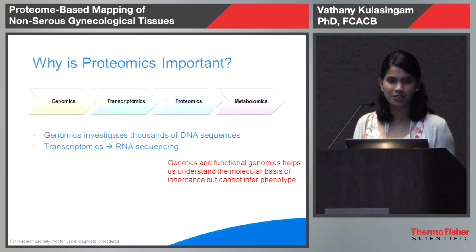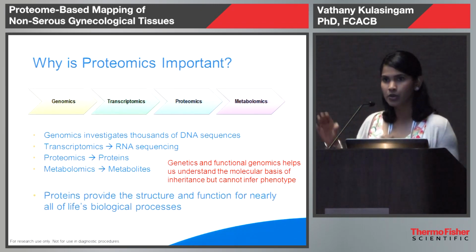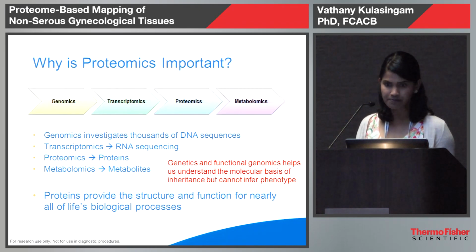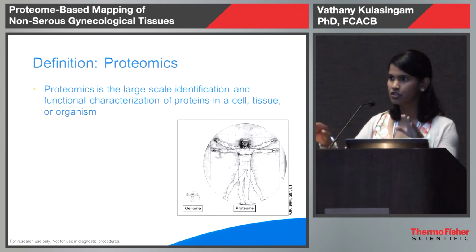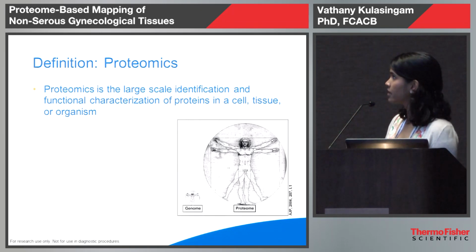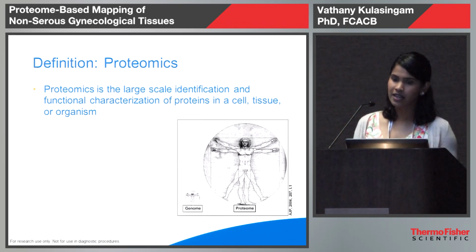That's really because proteins provide the structure and function for nearly all of life's biological processes. I'm a protein person, so we all know some examples of proteins. These are enzymes, hormones, antibodies, etc. So proteomics is quite important to help us understand biology. If we try to define what proteomics is, just to make sure, since I'm not sure what the background is for most people here, it's the large-scale identification and functional characterization of proteins in a cell, in a tissue, or in an organism.